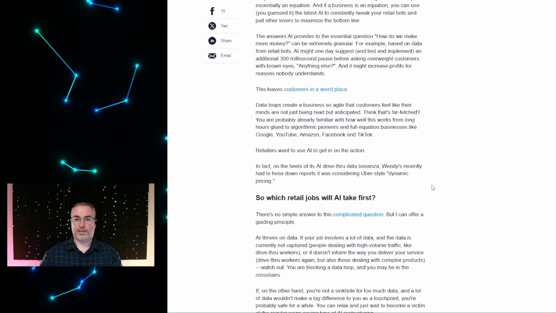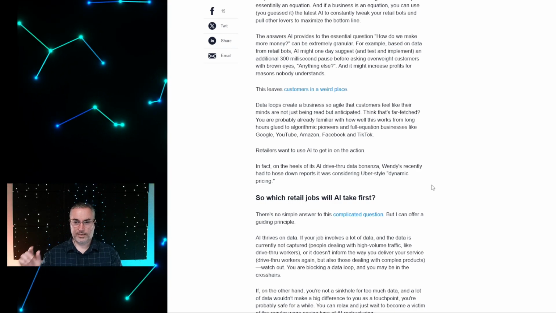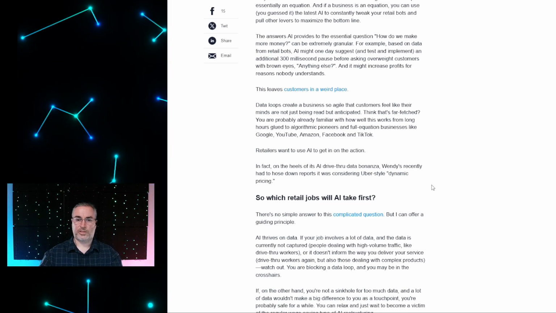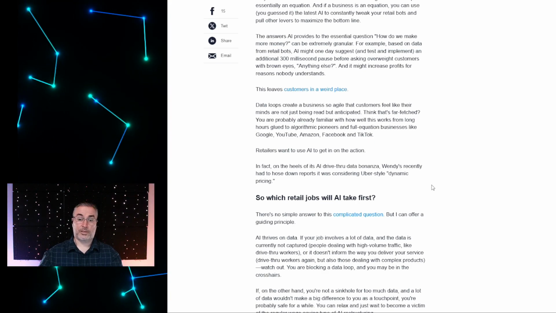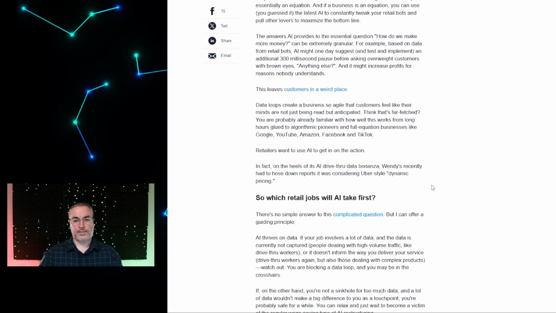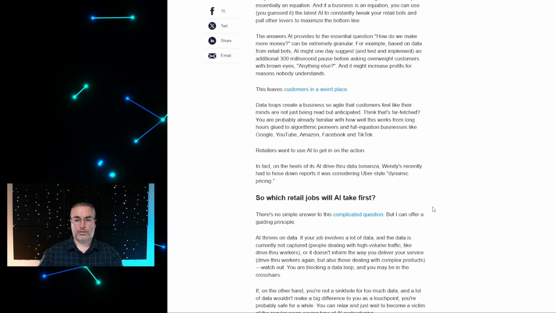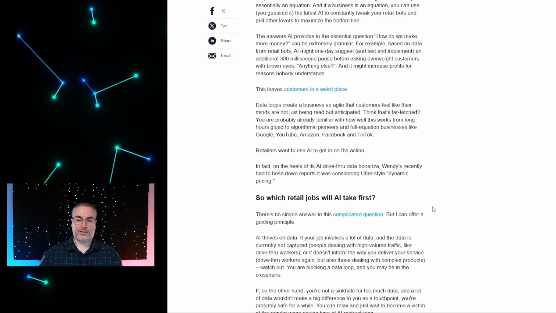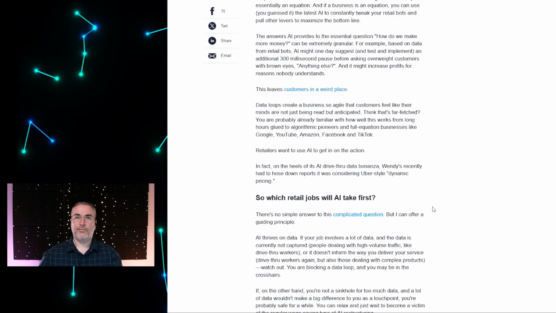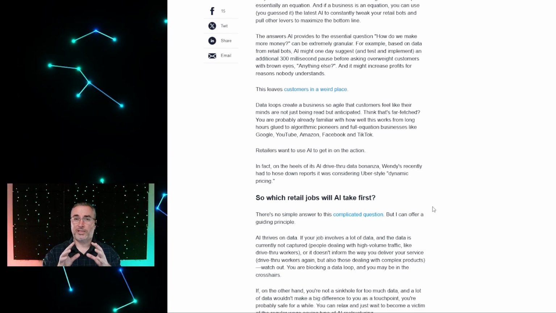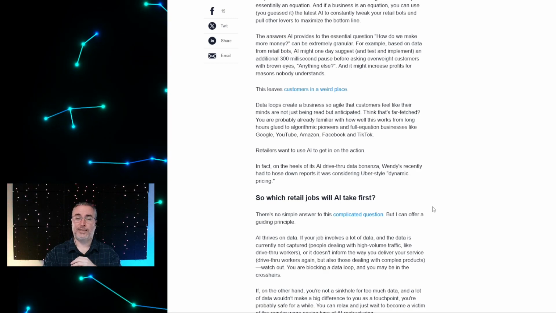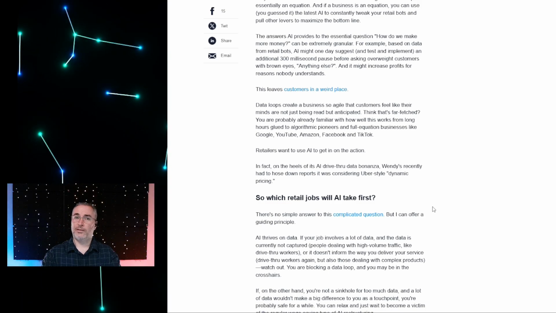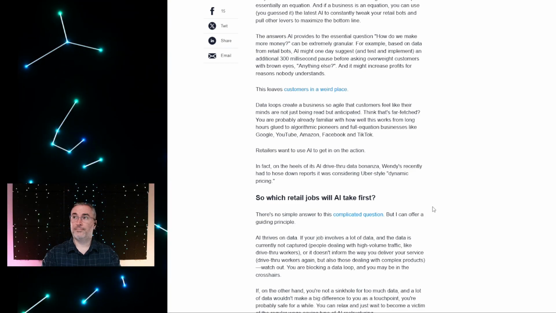Anyway, data loops create a business so agile that customers feel like their minds are not only being read, but anticipated. Think that's far-fetched? You're probably already familiar with how well this works, from long hours glued to algorithmic pioneers and full equation businesses like Google, YouTube, Amazon, Facebook, TikTok. TikTok in particular, the opiate of the masses of the 21st century. In fact, on the heels of AI-driven drive-through data bonanza, Wendy's recently had to hose down reports it's considering Uber-style dynamic pricing. Now, that is probably the dumbest decision Wendy's could have made, even though I did crave their boneless, spicy buffalo wings to the point where at 2 o'clock in the morning I went to get it, and instead I found an odd-looking USB drive with said sentient AI from the future embedded on it. So, win? I suppose so.